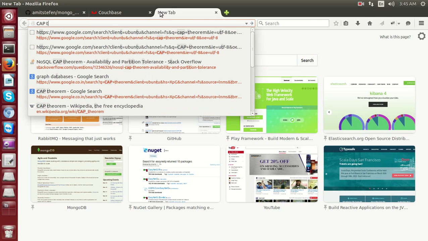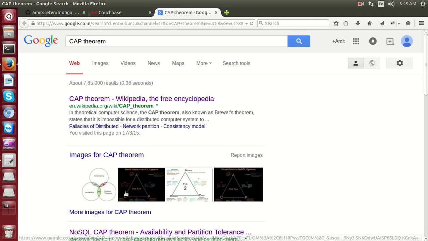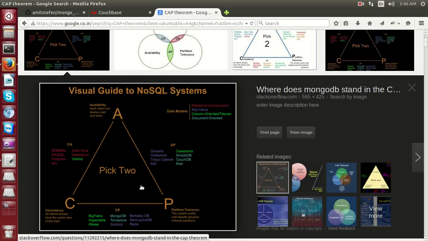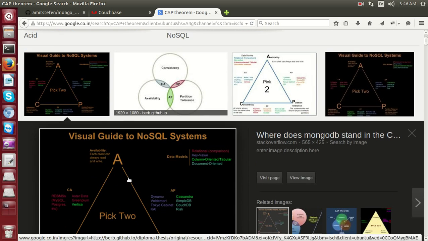Let's just type CAP theorem and see what it means. So CAP basically stands for consistency, availability, and partition tolerance. You can just go to Google Images and say CAP theorem.